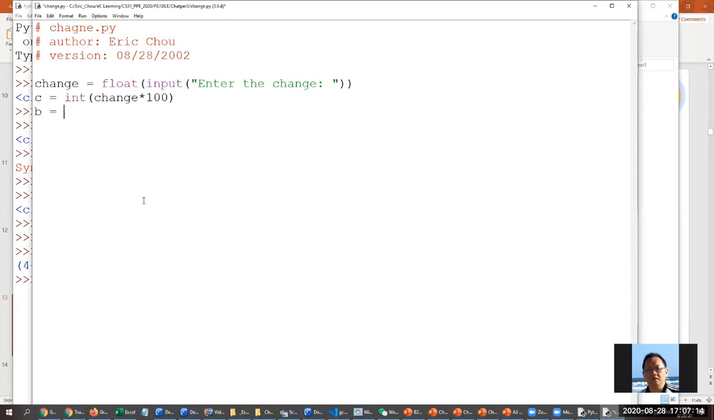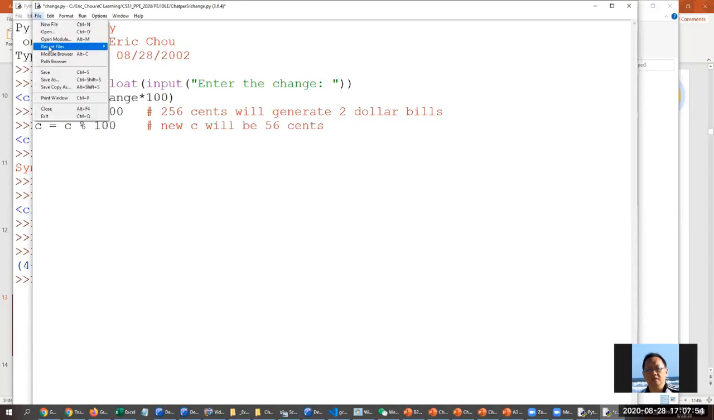And then I need to do the dollar bills. So this is a change. Actually, need integer division by 100. So that one actually does what? Actually 256 cents will generate $2 bills. Then you do C equals C modulo 100, right? That C will be 56 cents. Okay, so something like that.